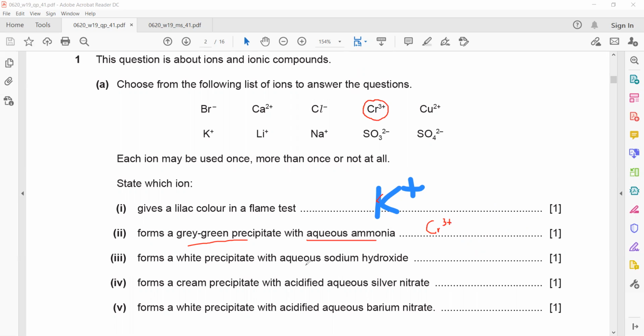Forms a white precipitate with sodium hydroxide. Which forms a white precipitate with sodium hydroxide? Calcium, that's right.